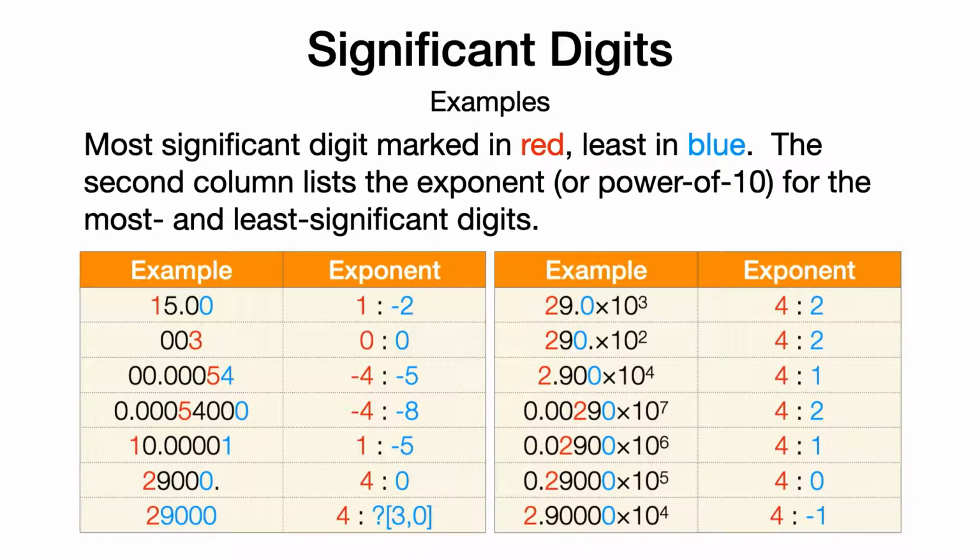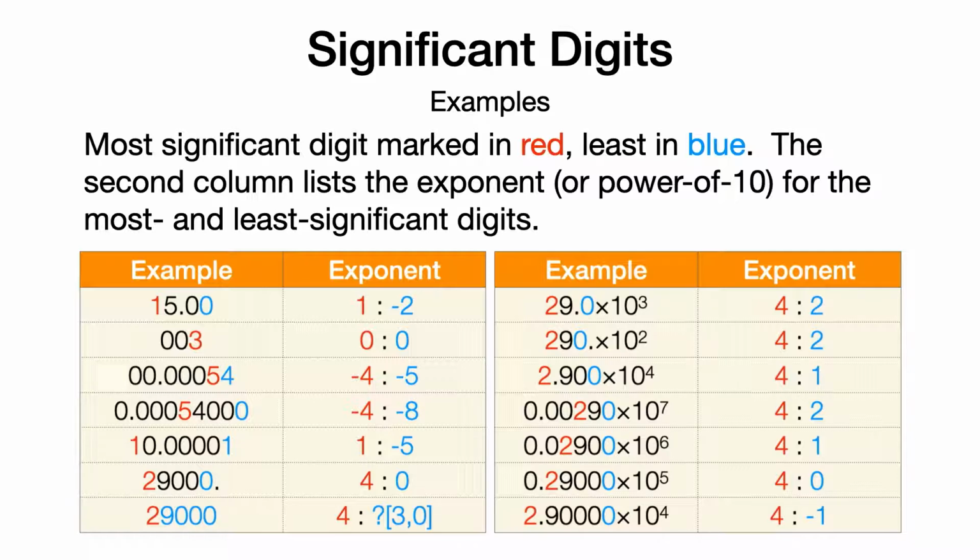Now, one thing you may notice here is if you take the value for the exponent for the most significant digit, which in this case is minus 4, subtract from that the exponent for the least significant digit, minus 5. So we're going to subtract minus 5 from minus 4. That gives us 1. And then if we add 1 to it, that gives us 2. That's always going to be the number of significant digits. So it's the exponent of the most significant digit minus the exponent of the least significant digit plus 1.